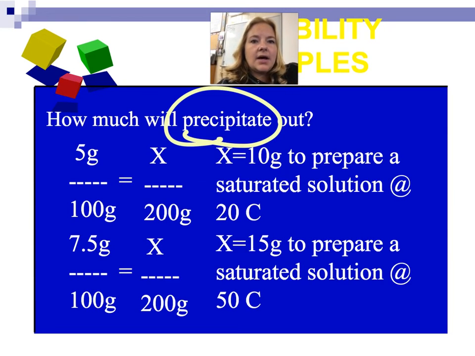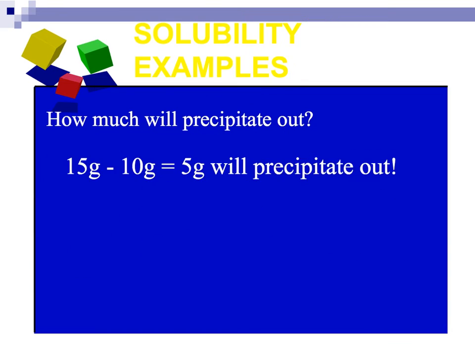And so at the 20 degrees, we had this rate of solubility. 5 grams could fit into 100 grams of water. And at 50 degrees Celsius, we could fit 7.5 grams into 100 grams of water. So we figured that if I have 200 grams of water, we would be able to fit 10 grams. And at the higher temperature, we would be able to fit 15 grams. So now all we have to do is look at the difference between those two amounts. And the difference between the two, 5 grams, will precipitate out.